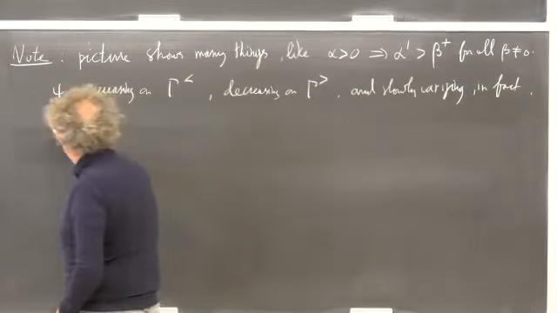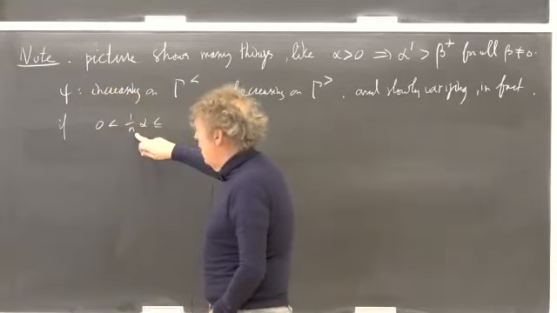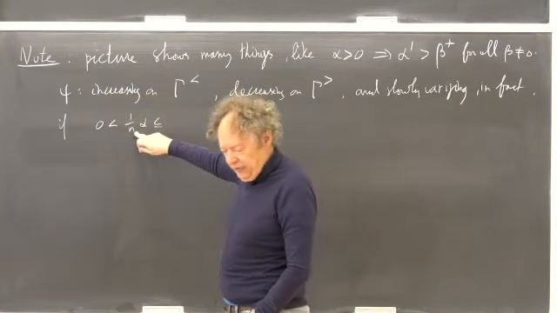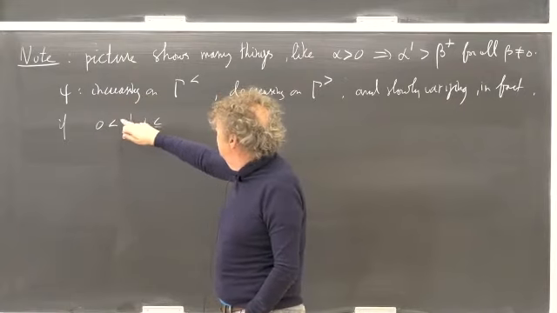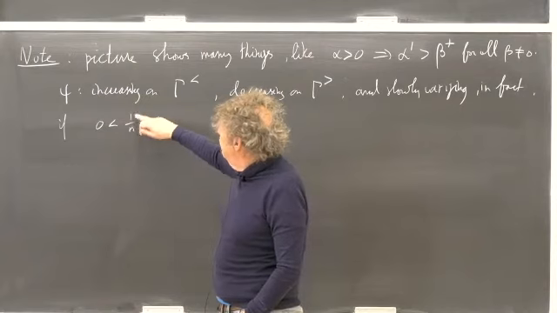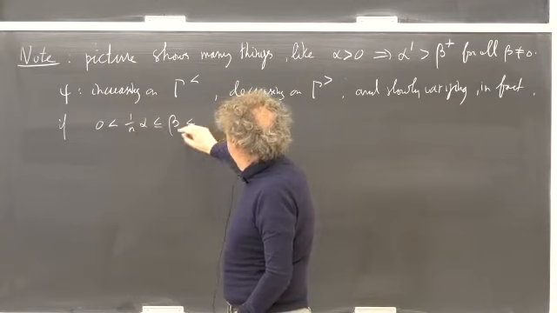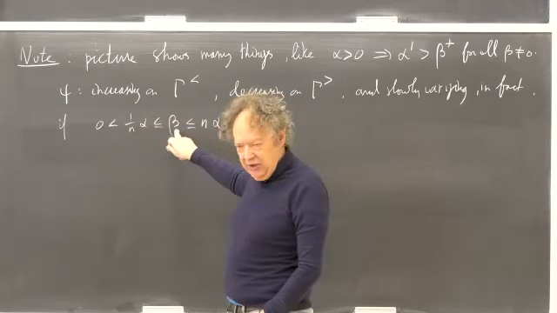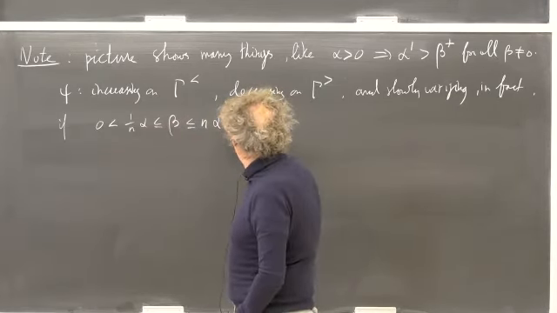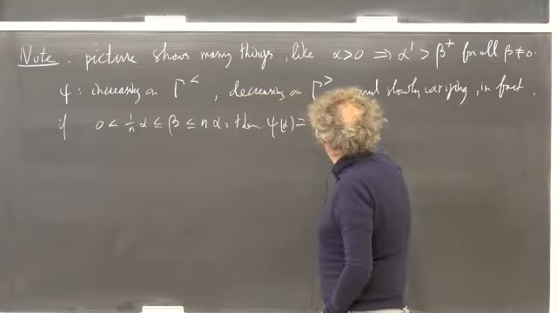if you have two elements, say alpha and beta, where I always allow myself to work in the visible hull, so to say, of my value group, so I feel free to use 1/n. So if alpha and beta are in the same Archimedean class, that's what this says, then psi alpha equals psi beta. And why is that?